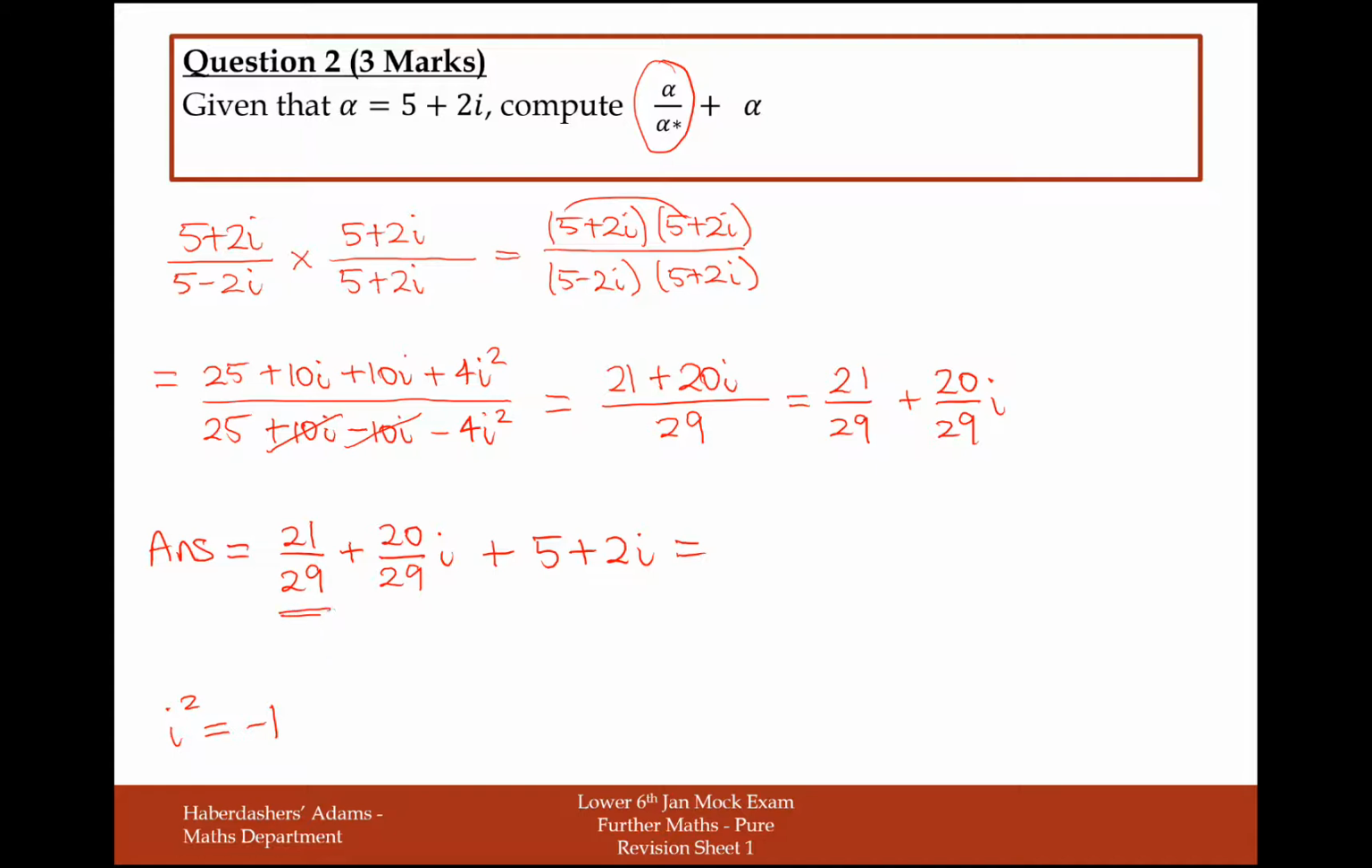So 21 over 29, add 5, gives me 166 over 29. And the imaginary parts, adding 20 over 29 with 2, gives me 78 over 29i. And that's the answer to question 2, 3 marks.